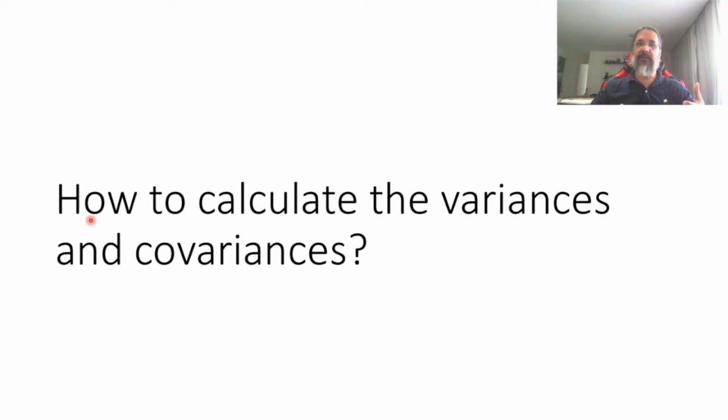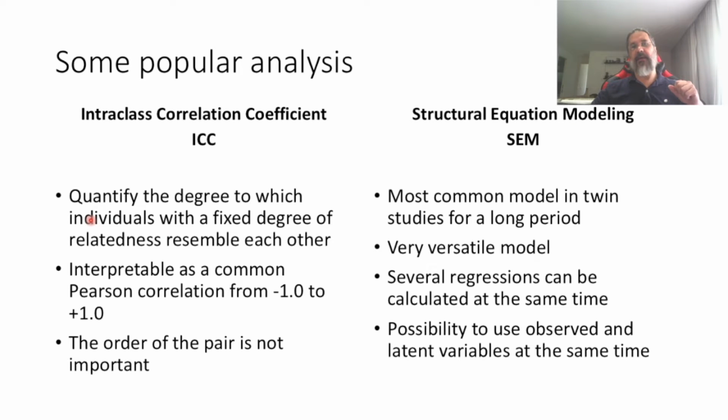So we are interested in variances and covariances. How can we calculate these covariances that we are so interested in? Two of the most used techniques are the intraclass correlation coefficient and structural equation modeling. The ICC quantifies the degree to which individuals from a fixed degree of relatedness resemble each other. It's interpretable as a common Pearson correlation from -1 to +1. The biggest difference to a regular Pearson correlation is that the order of the pair is not important. That is what we need, because usually there is not a good reason to select a twin as number 1 or number 2.